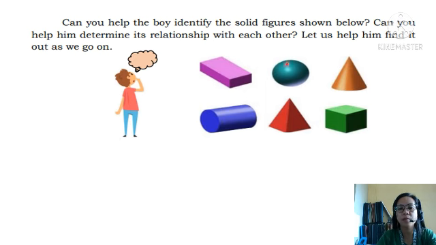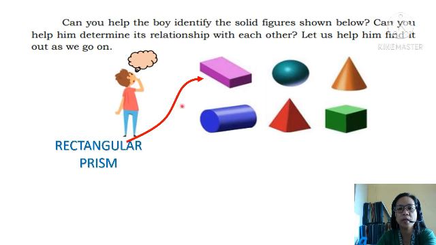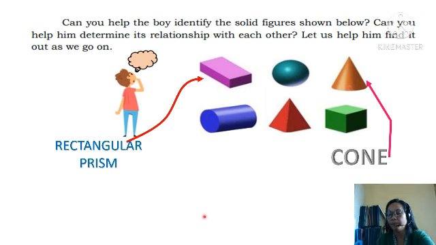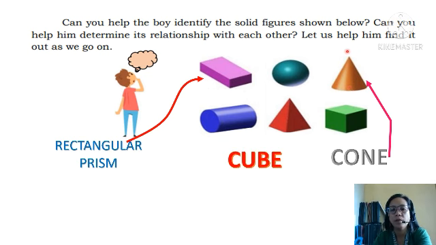So what are the names of these solid figures? Alright, you have here the rectangular prism. Where is the rectangular prism? Okay, the one that is in color violet. We have the cone. Where is the cone? There, color brown. What about the cube? Where is the cube? Here, it's color green, like my t-shirt.